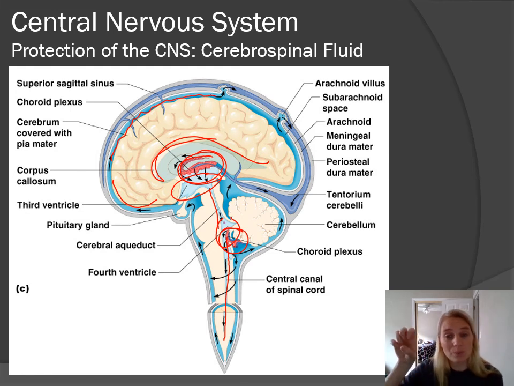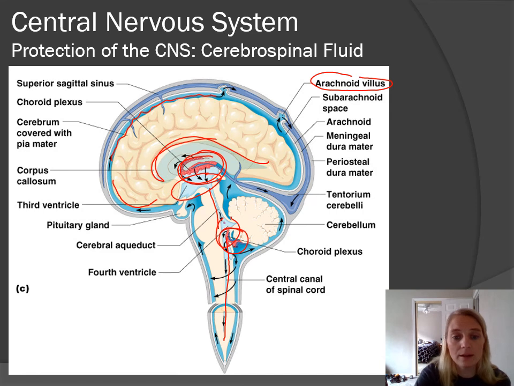And then remember those little projections that I told you? These are called arachnoid villi. So that is the recycling into that superior sagittal sinus. So we have the production by the choroid plexus, circulating through all of the ventricles, circulating through this subarachnoid space, and eventually draining into the dural sinuses. Okay, so that's the flow and pathway of the production, flow, and recycling of your cerebrospinal fluid.